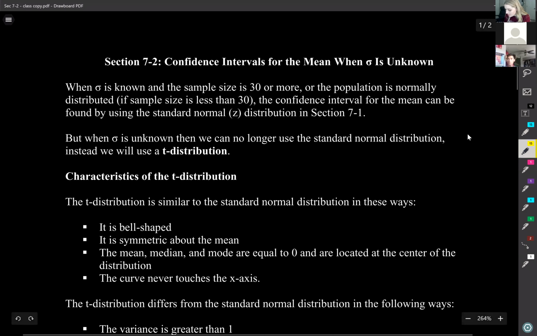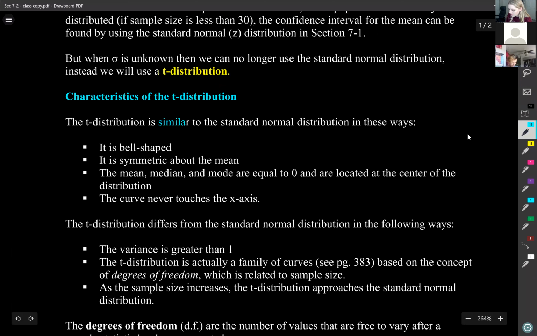Okay, so now we're introducing this thing called a t-distribution. It has some similarities to the standard normal distribution, and also some things that are slightly different. First, let's talk about the ways that the t-distribution is similar. One, it is bell-shaped, and if you look in the textbook, there are some images. I don't have one on my lecture notes, but it is bell-shaped. It is symmetric about the mean, in the same way that the normal distribution is symmetric across the mean.